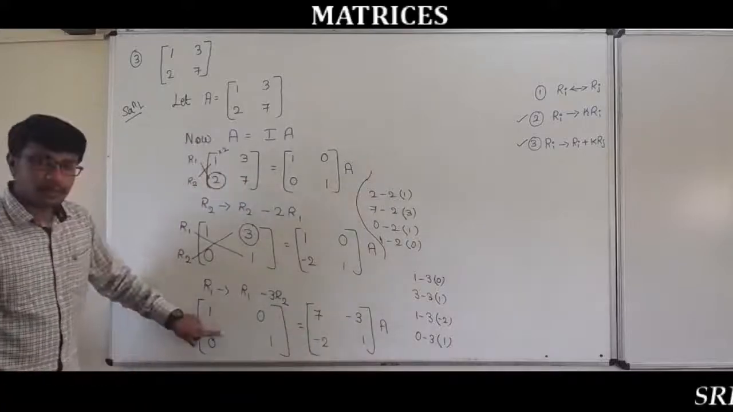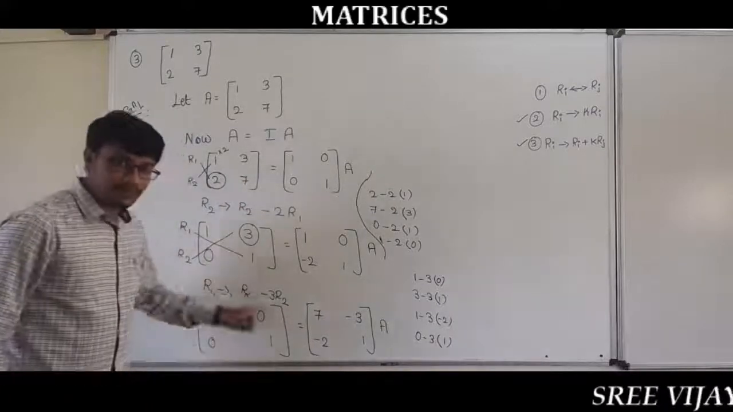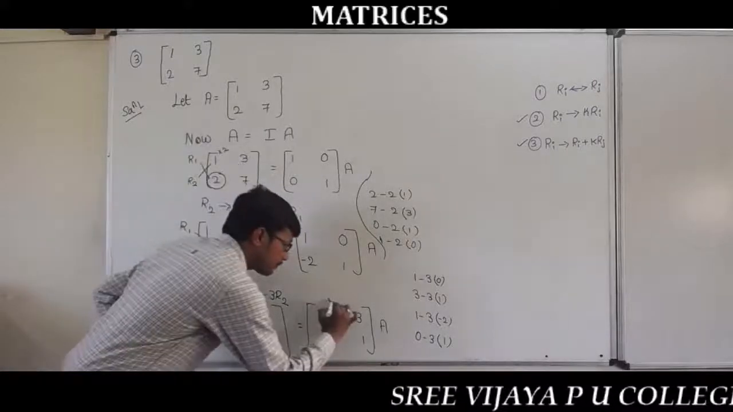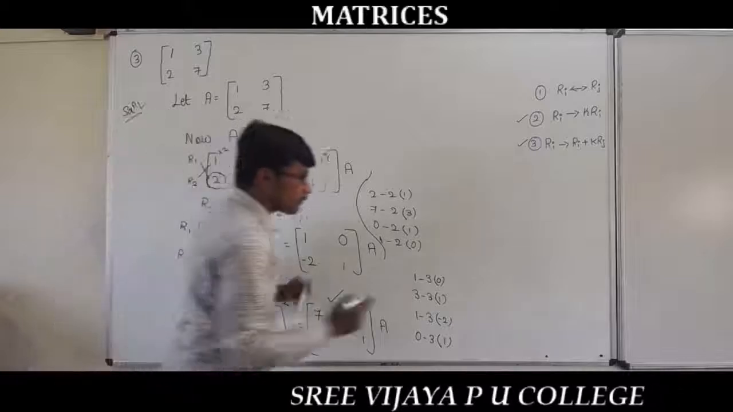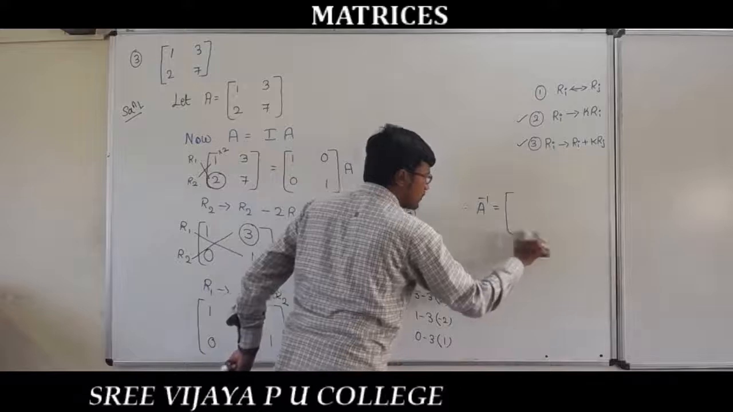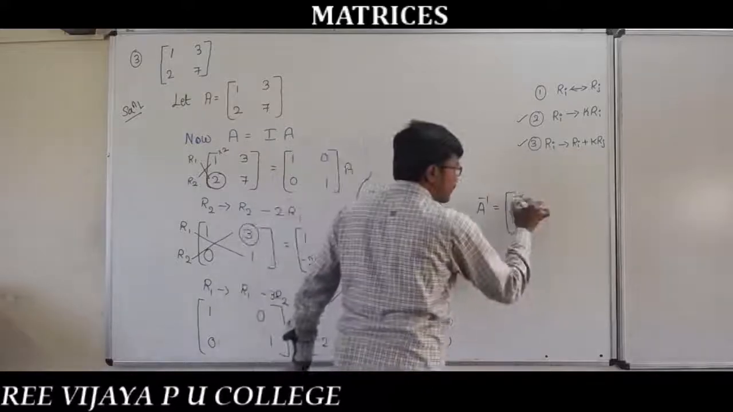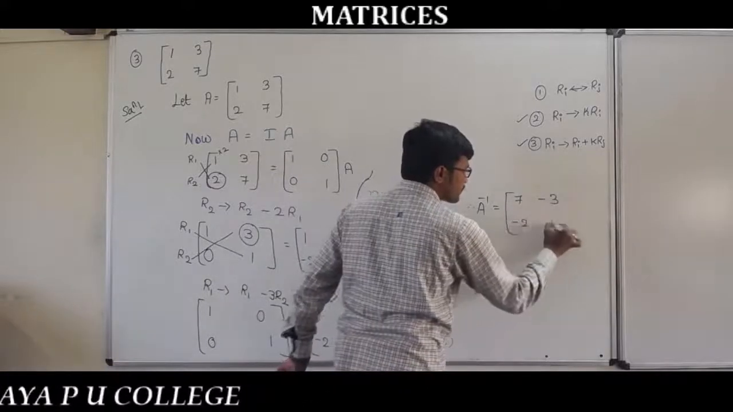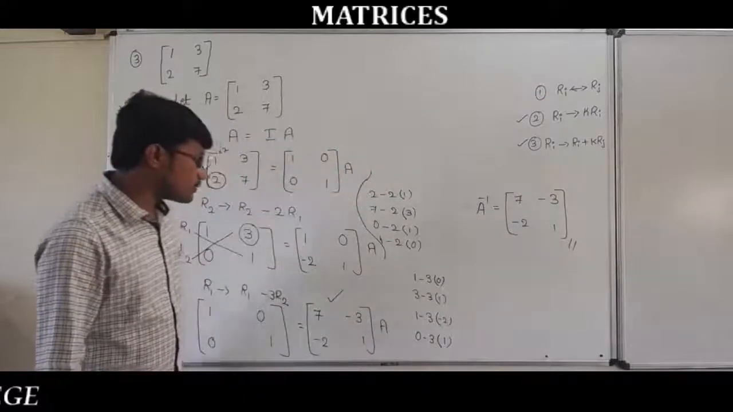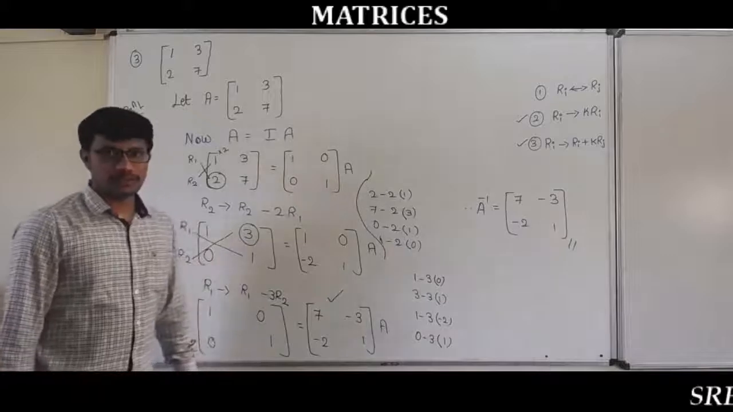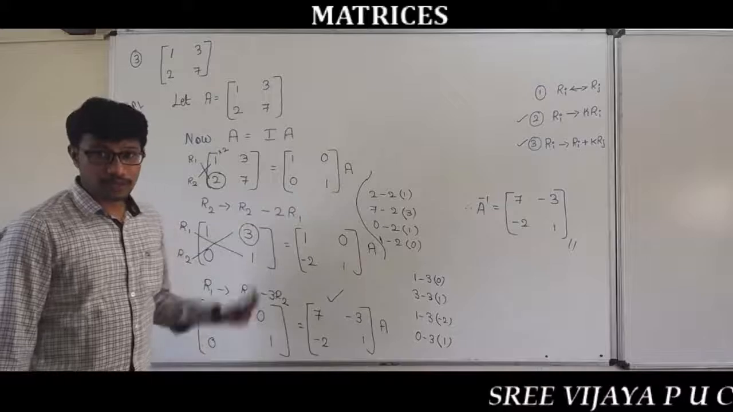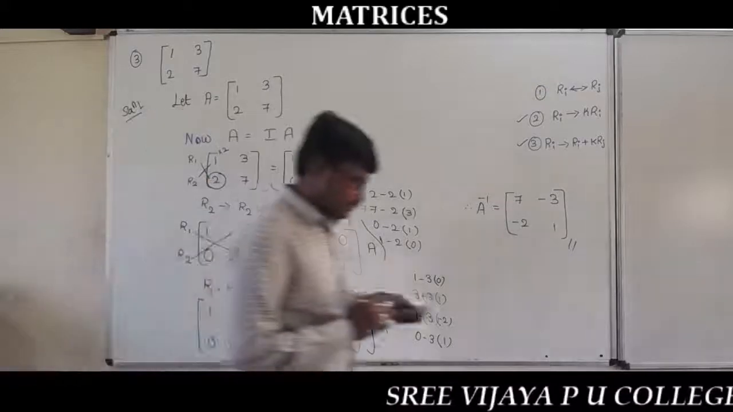Okay, see here on the left we will get the identity matrix. So what is the answer on the right hand side? This is the inverse. Therefore A inverse will be equal to 7, minus 3, minus 2, 1. So this is how to find the inverse of a matrix by using the elementary transformation or elementary operation. Got it? Move to the next one.